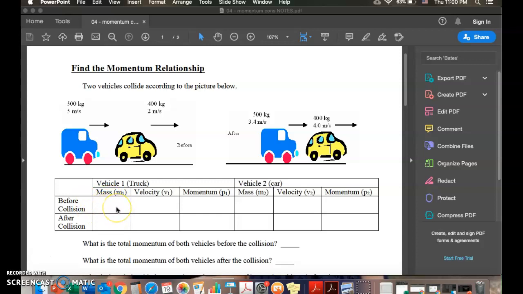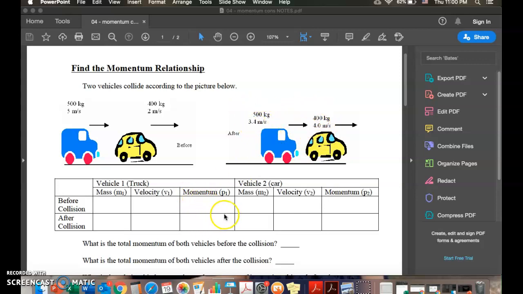In your chart here, you are going to list the mass of each vehicle, so the truck is 500 kilograms, 400 kilograms for the car over here. Velocity initial before is 5, and velocity for the car before is 2. So let's see, it'll be 500 times 5 is 2,500 kilograms meters per second for the initial momentum, and then on this side it's 400 times 2, so 800 kilograms meters per second.